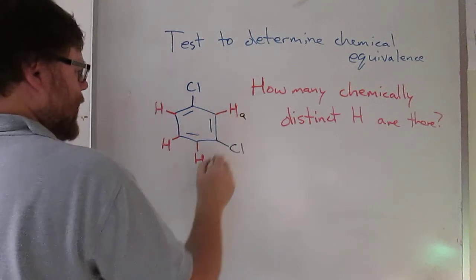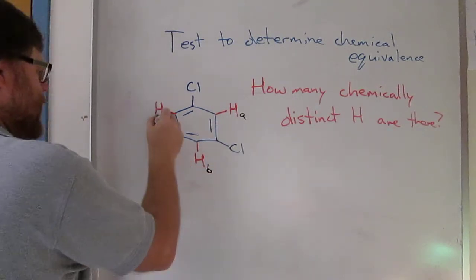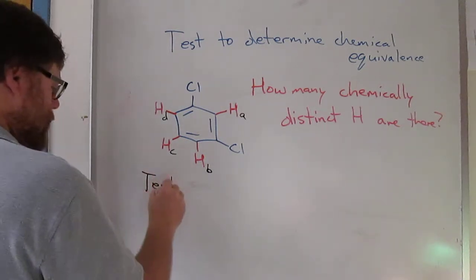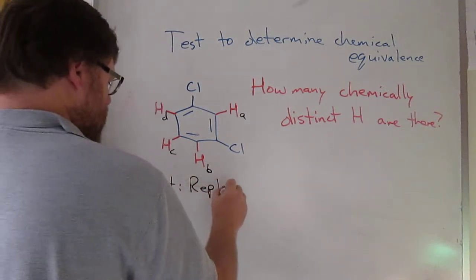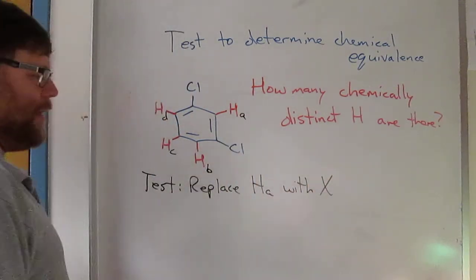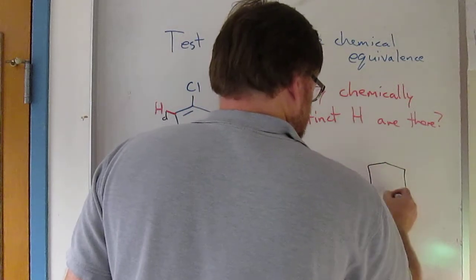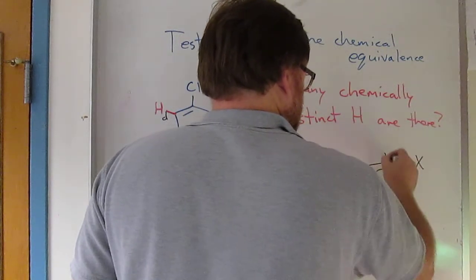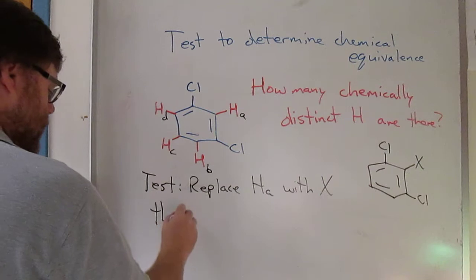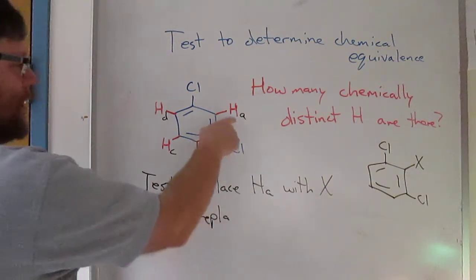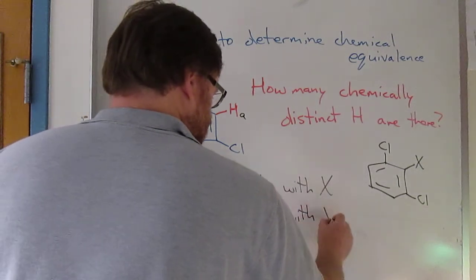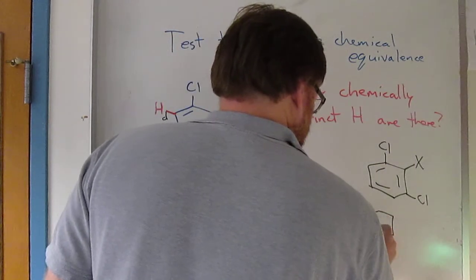So starting here, we'll call that H alpha, HA, HB, HC, and HD. And so the test, you do it this way. So I'm going to replace HA with X, and that gets me this structure. Then I want to test if HA is the same as HB. So then I'll replace HB with X, and that will get me this structure.